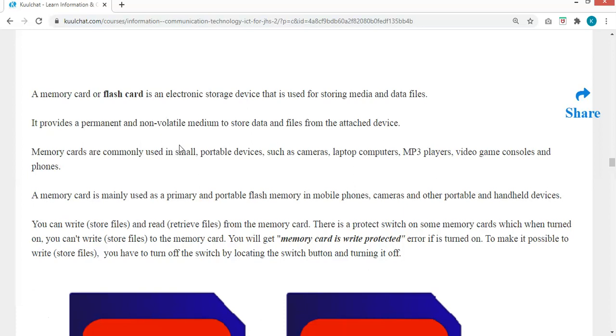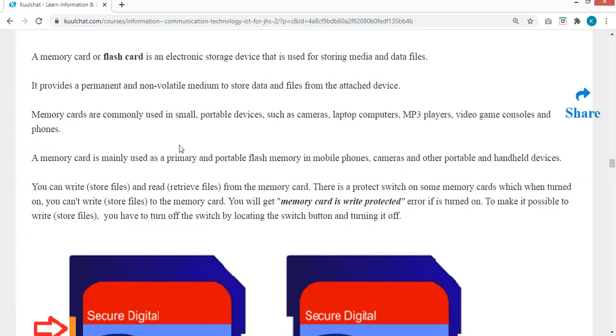So memory cards are commonly used in small portable devices such as cameras. We have the memory cards, and we have the cameras for slotting the memory card, so the pictures we take will be stored on the memory cards. Then we also have laptop computers. Laptop computers also have memory card readers, so they have a slot where you can insert your memory card.